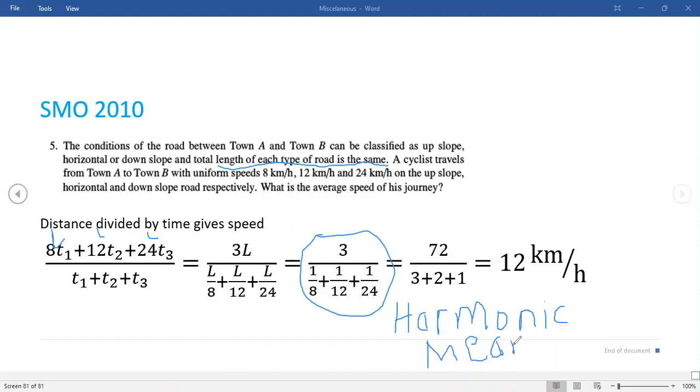All right, again, if you reciprocated this, you would get 1 over 8 plus 1 over 12 plus 1 over 24 quantity, all divided by 3. So it's sort of the reciprocal of the arithmetic mean. I guess not quite, but the 3 would definitely be downstairs if you're taking the average of 3 quantities in an arithmetic sense.